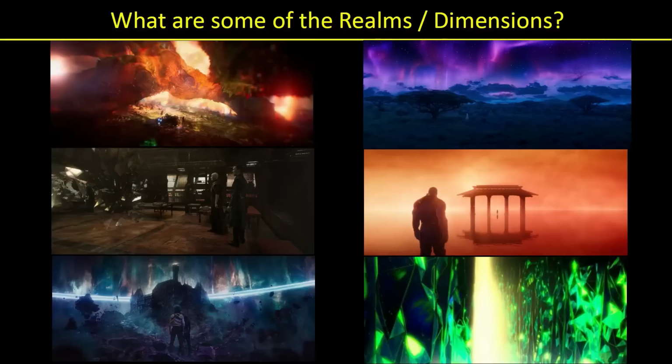Obviously, the quantum realm, which we're going to talk a lot about, the ancestral plane, the mirror dimension, the soul world, where Gamora went and Black Widow went when they died, the Citadel at the end of time, the Nexus of all realities. I mean, these are just a few of them. I should probably do a video on all of them because there are probably 20 or 30 different realms or dimensions that have been mentioned. But we're going to focus, of course, on the quantum realm.